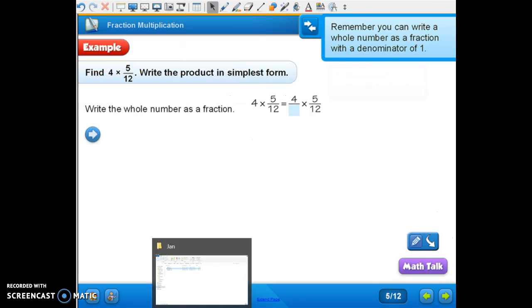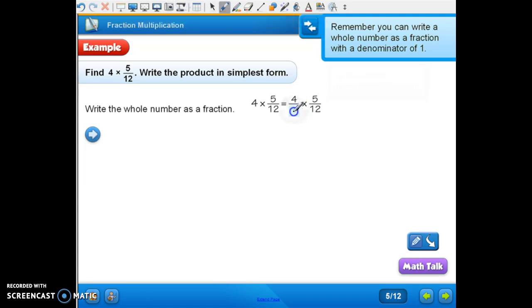Okay, our hint for today, now we've moved on to page 312: remember you can write a whole number as a fraction with a denominator of 1. We have talked about this many times. It says find 4 times 5/12. Write the product in simplest form. Write the whole number as a fraction. So we're just going to put that whole number over 1, because if we divide 4 by 1, we would get 4.